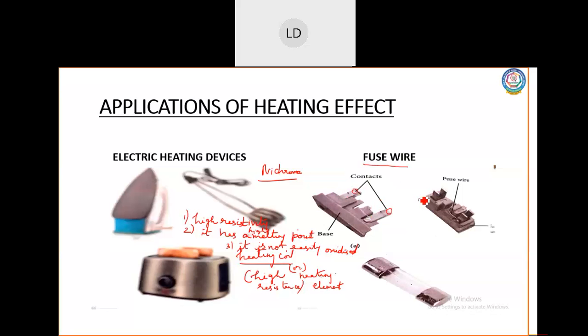This fuse wire will be connected to all the domestic appliances. So when high current is flowing through this wire, the fuse wire will melt and entirely break the circuit, so that the flow of electric current is stopped, and the electrical appliances are saved from any other damage. So this is why we use fuse wire in electrical circuits.